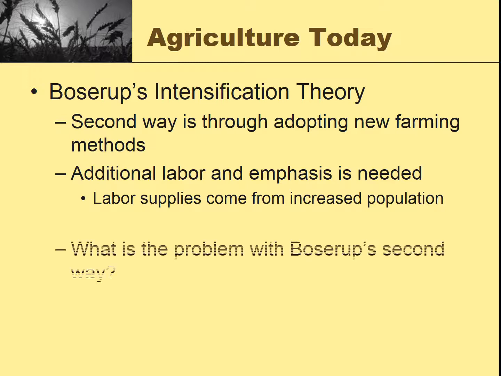So what is the problem? What is the inherent problem with Boserup's second way? Okay, so she says we need to focus on increasing our labor supply. So you really have two options to increase the labor supply, and we'll talk about it in class, how both of these aren't long-term solutions.